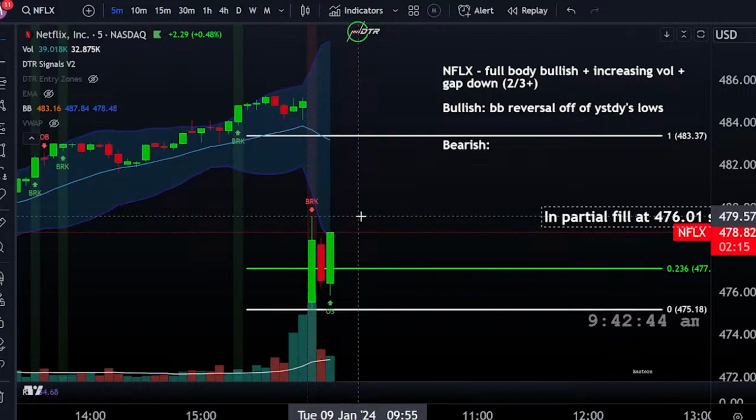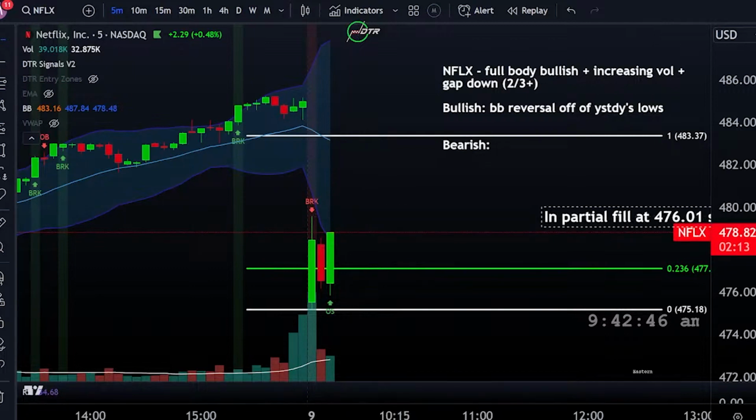And next target here, guys, is going to be high of day, which is 479.60-ish. And so I'll close about a third of my position there. Third of what I have left at that area. So 479.50-ish.